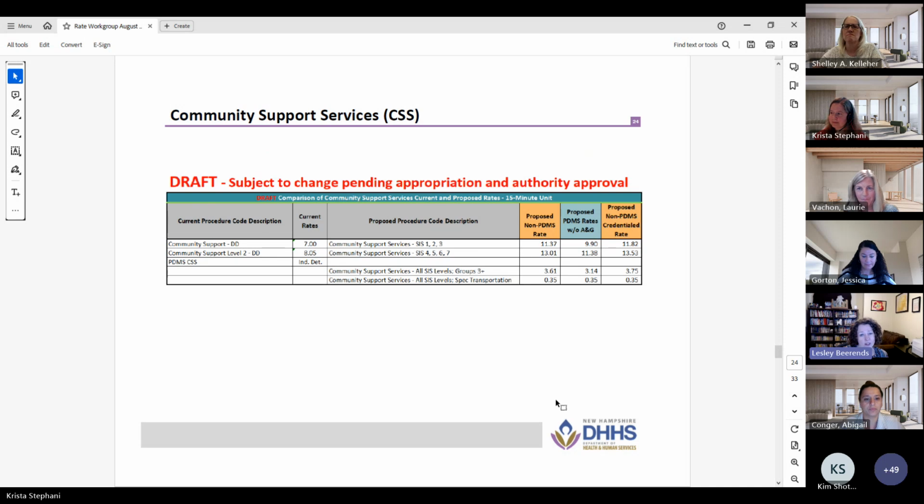So currently, two levels of community support services, and then you have the PDMS rate that's independently determined. Right now, the proposal is to continue with two levels. You'll see that the first level is the CIS levels 1, 2, and 3. And then as we move to CIS level 4, that takes you into that second level. Once again, there is a proposed group rate. This group rate is for groups of 3 or more. For this service, level 4 is kind of where the support needs move to high along with behavioral support.